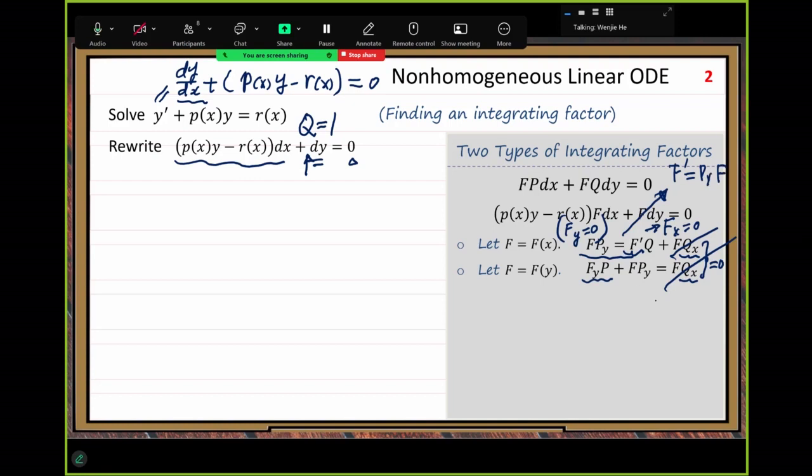The second one, f y over f equals negative p sub y over p. But p sub y, yeah, this is p. This whole parenthesis, this is p, capital P. P sub y, just a little p, okay? Partial p over partial y, just this little p.